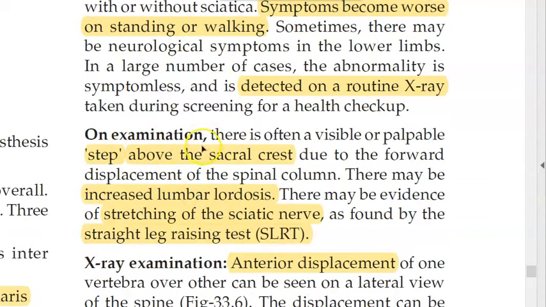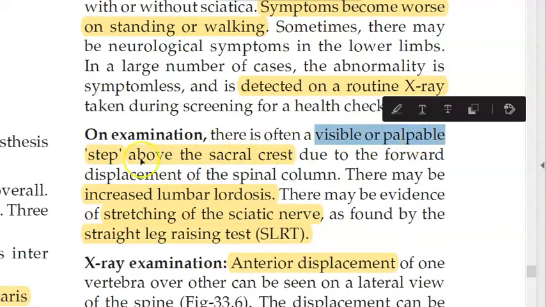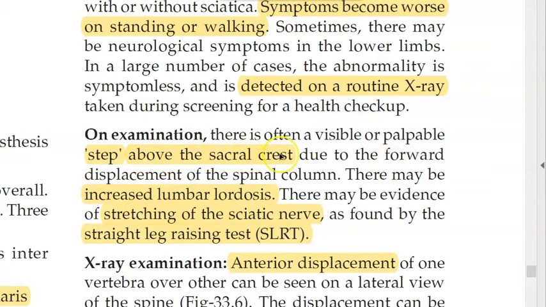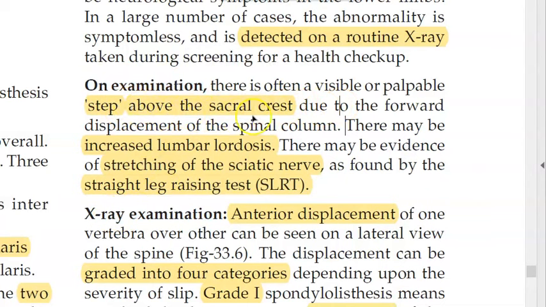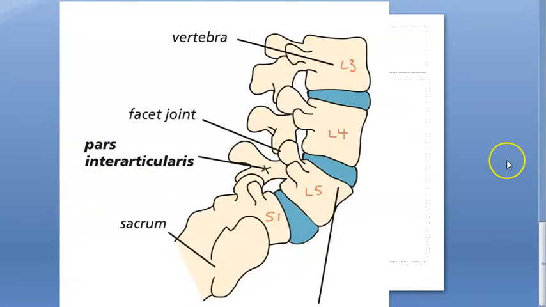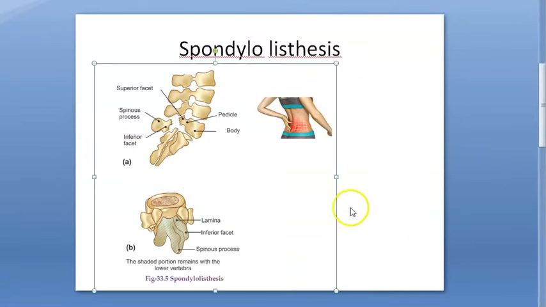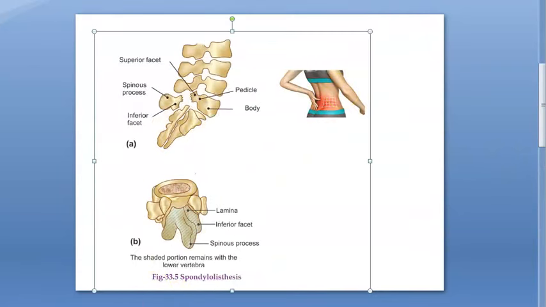On examination, physically examining the person, what will you see? A palpable step above the sacral crest. How did they find out the step above the sacral crest? There may be increased lumbar lordosis. So where is that lumbar lordosis? This person's lumbar lordosis would have increased, so it becomes a more pronounced curve, because the vertebra has gone anterior.